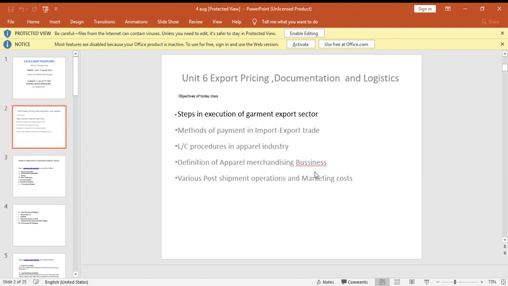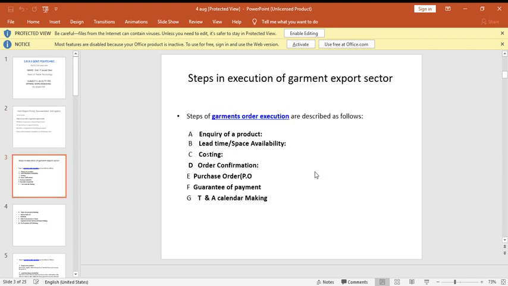So yesterday we learned what export pricing, documentation, and logistics are. Today's first objective is: what are the steps in execution of a garment export order? The steps of garment order execution are described as follows. Before describing each one, we are going to see what steps there are in execution of a garment export order.